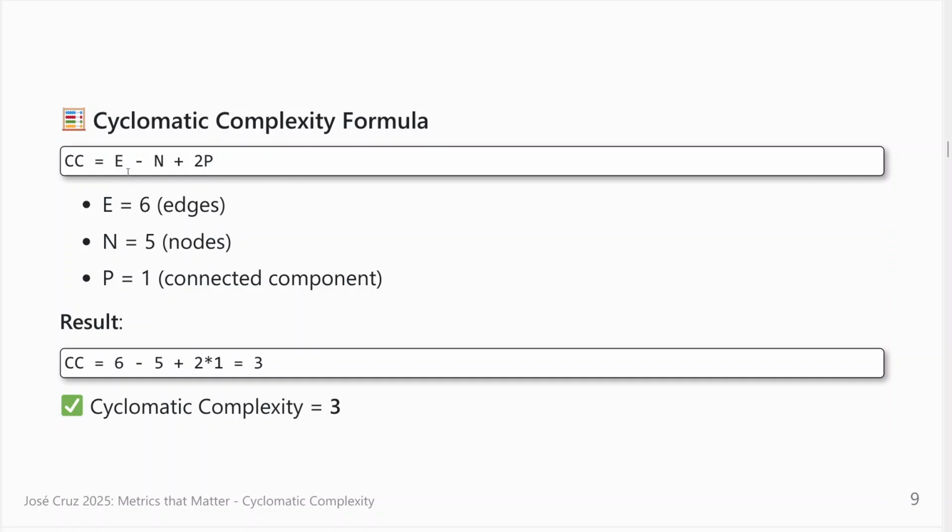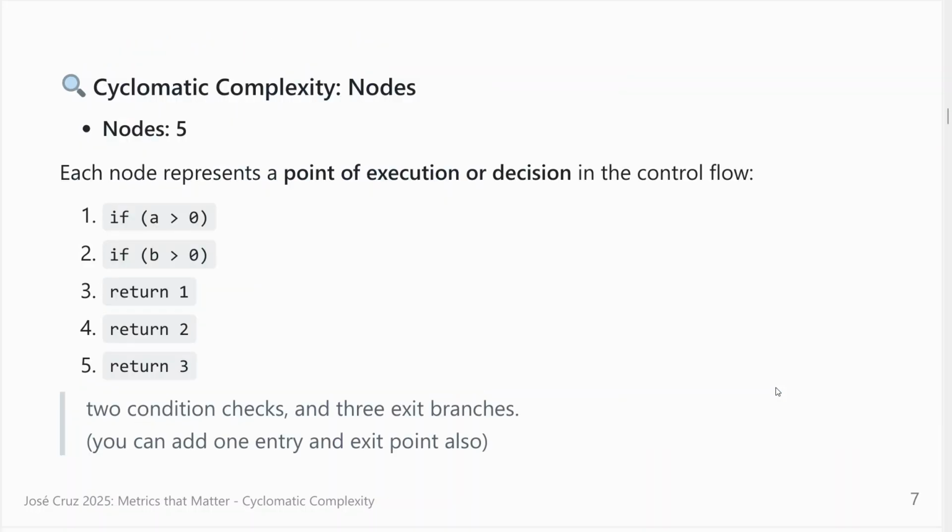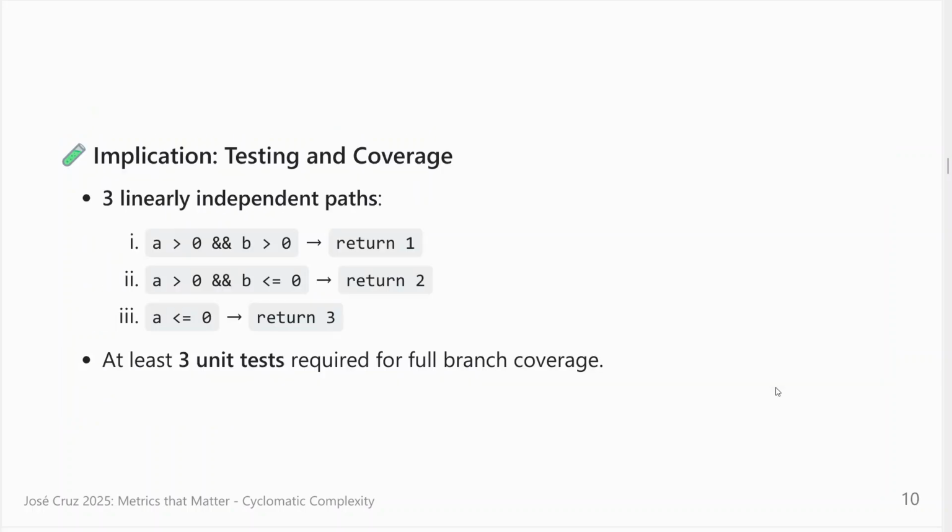Okay, so the formula again, it's like this: 6 minus 5, and the P is 1, and again 3, and you can check using this formula. And if you use these numbers, you have 3 paths. Like again, you have 1 that goes through here, 2 and 3. That's where the most value is on this metric.